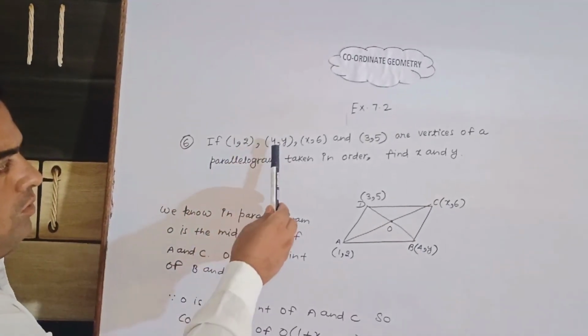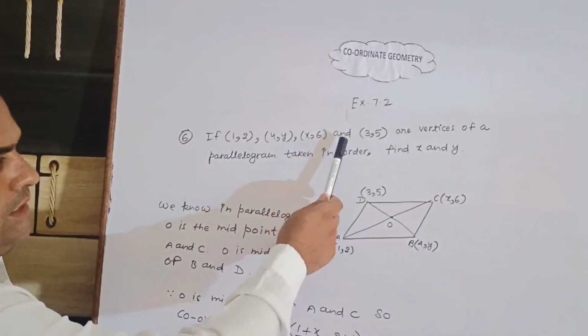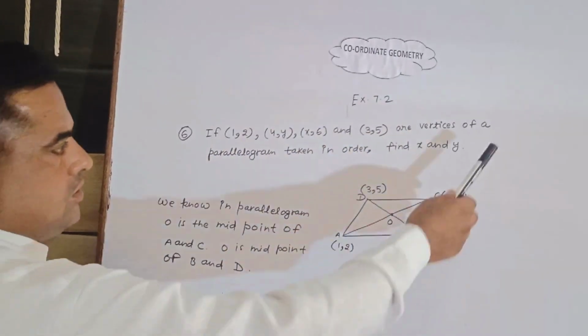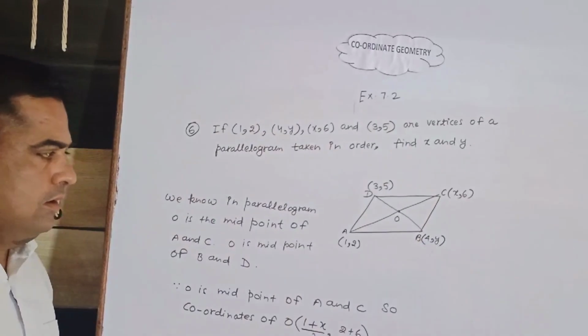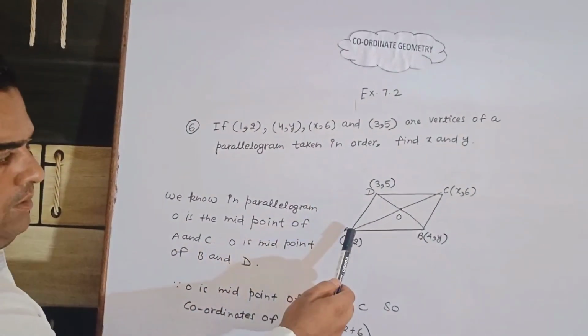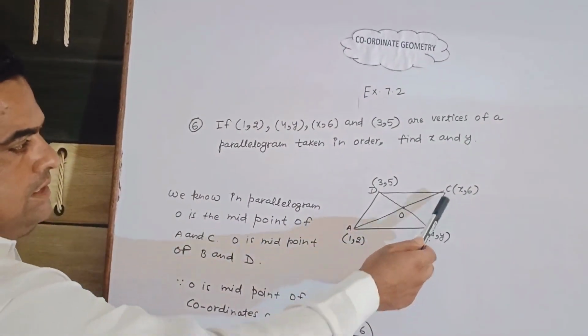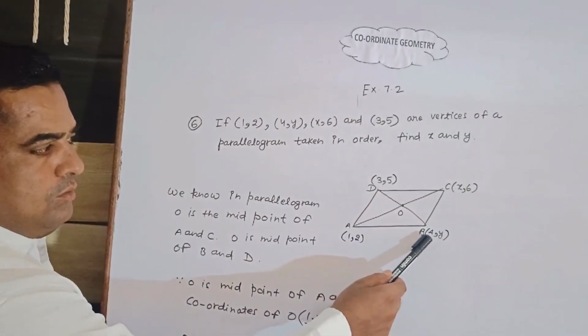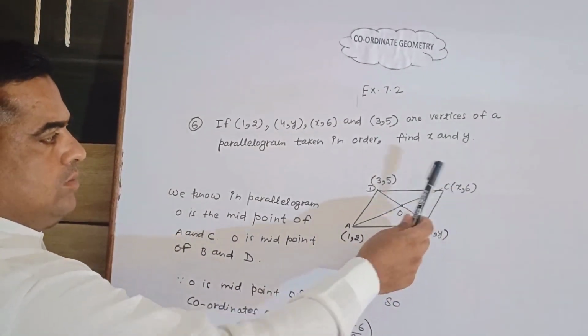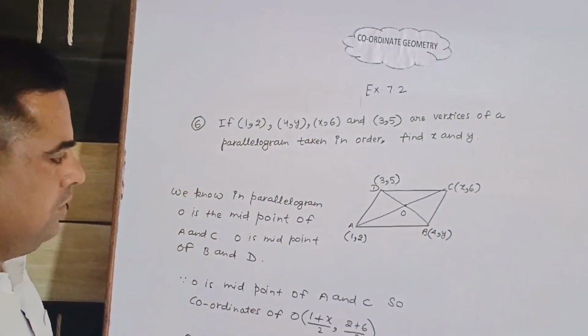If (1, 2), (4, y), (x, 6) and (3, 5) are the vertices of a parallelogram taken in order, find x and y. Students, we are making a parallelogram ABCD and the vertices are A(1, 2), B(4, y), C(x, 6) and D(3, 5).